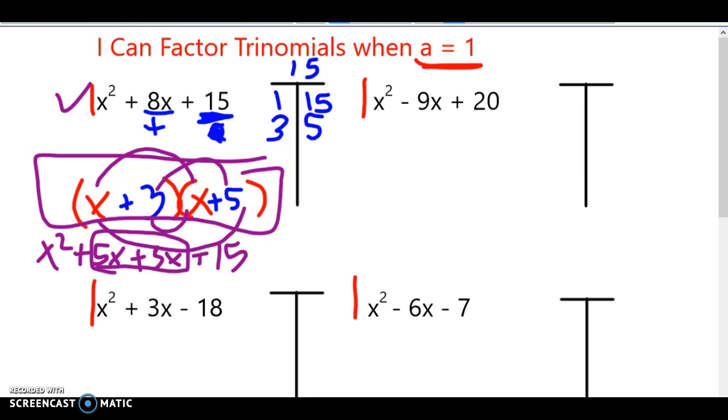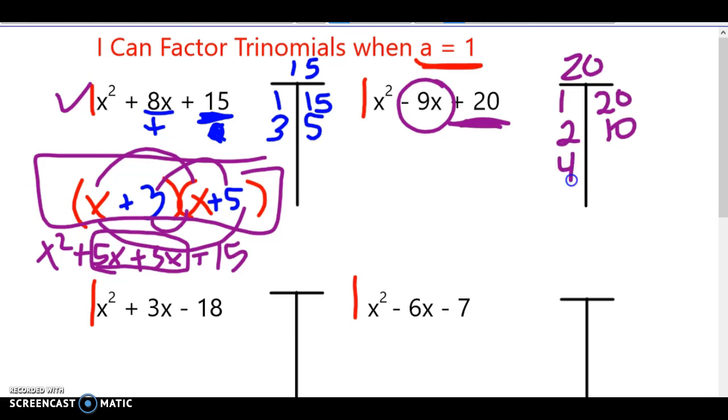It says x squared minus 9x plus 20. So I have to multiply something that gives me positive 20, but when I add it together, it gives me negative 9. So that does a little something. Think about that for a second. But let's find the factors of 20. So 1 times 20, 2 times 10, and 4 times 5.